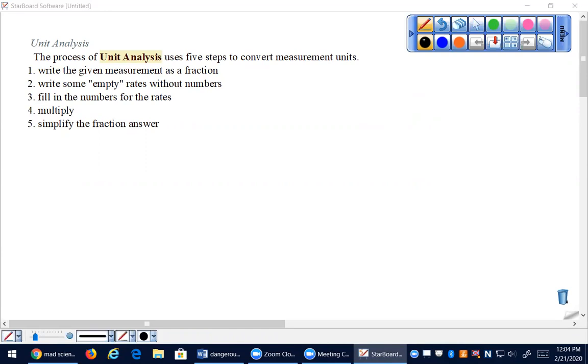So the 5 steps are kind of not helpful when they're just floating about in space as words. So I'm going to demonstrate them. And the problem I think I will do is, let's do 20 feet equals how many yards. And again, this is not a hard problem. It's not one we need unit analysis for. We're just going to either multiply or divide by 3 because there's 3 feet in a yard.